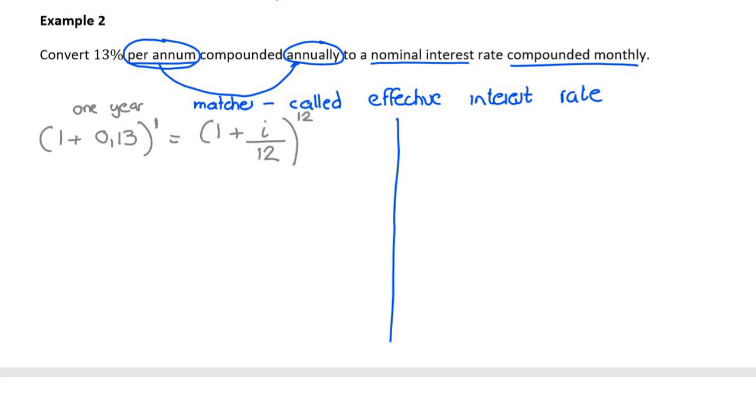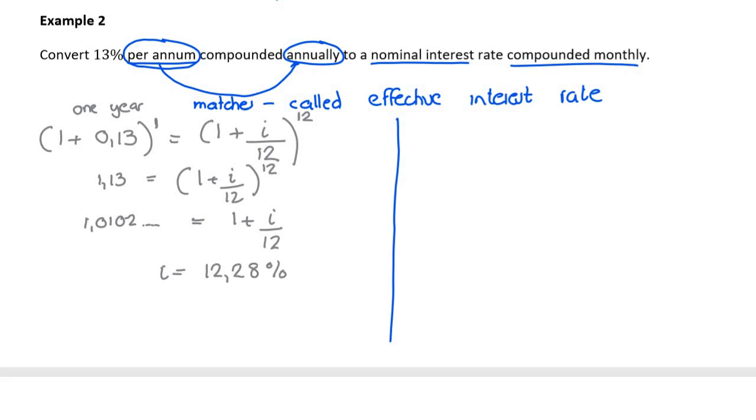So I literally then just use my calculator. I get 1,13 on this side. Now I need to get rid of the exponent of 12. Now we've discussed this idea before, so I 12th rooted this side, and I got 1,0102, blah, blah, blah, which is 1 plus I divided by 12. I minus 1, I multiplied by 12, and then I multiplied by 100, and I got 12,28%.